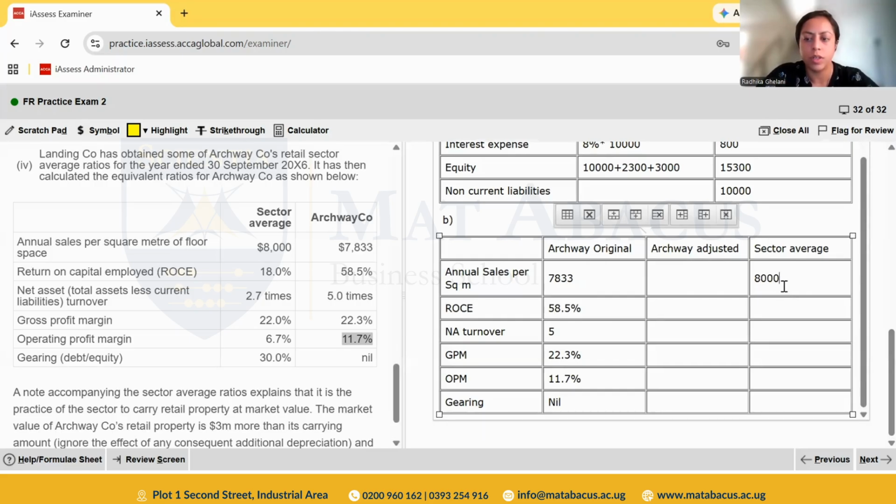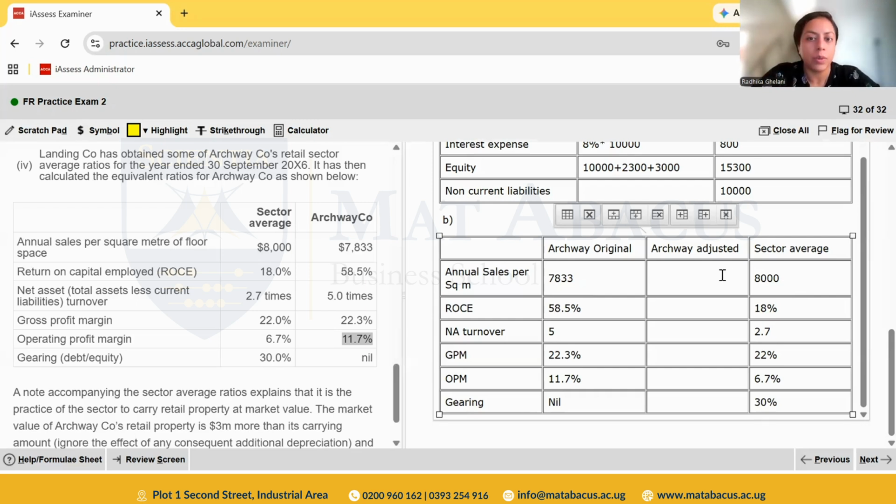Sector average is 8,018%, 2.7 times, 22%, 6.7%, and 30%. Okay, now what are the adjusted figures?